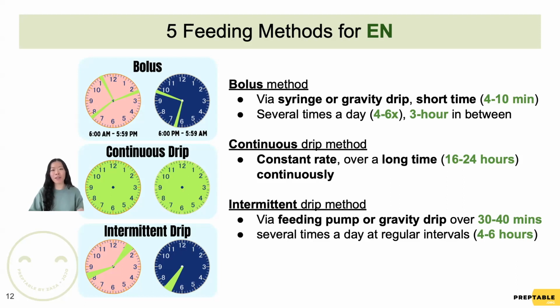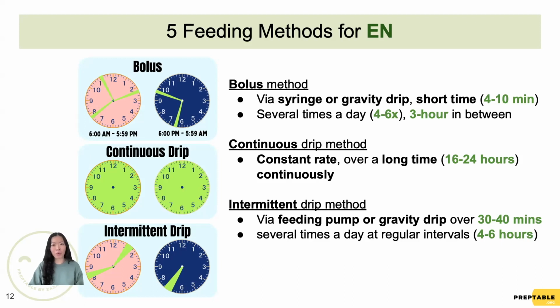The upside for this method is you can get steady nutrient absorption with less risk of gastric distension. But the downside is you will need an infusion pump with you at all times. The third method is called the intermittent drip. This method is somewhat similar to a normal eating schedule.